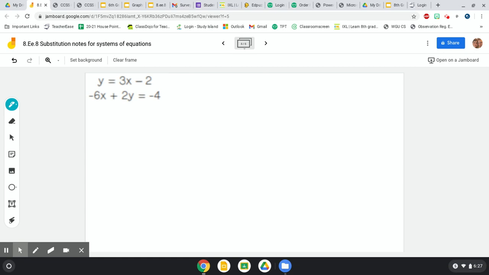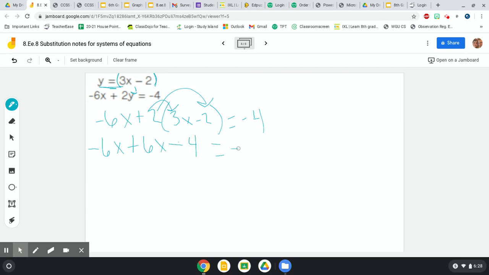So again, one of my equations is already in y equals form, so I don't have to solve for one of them. I'm going to put parentheses around that, and substitute that in for y here. That gives me negative 6x plus 2 times that quantity, 3x minus 2, equals negative 4. All right, so I'm going to bring down that negative 6x, and distribute, which gives me positive 6x. And a positive 2 times a negative 2 gives me negative 4. And then I still have equals negative 4 here.